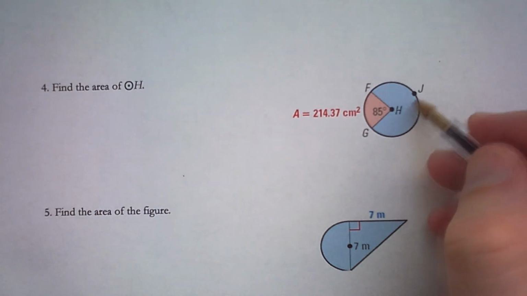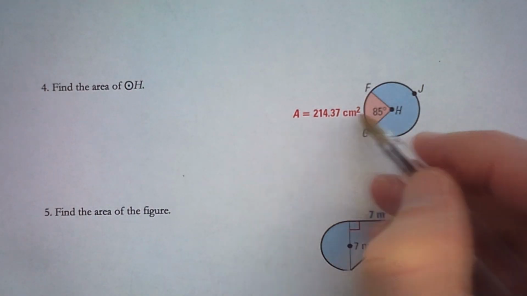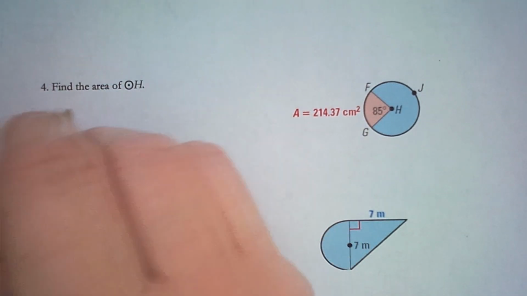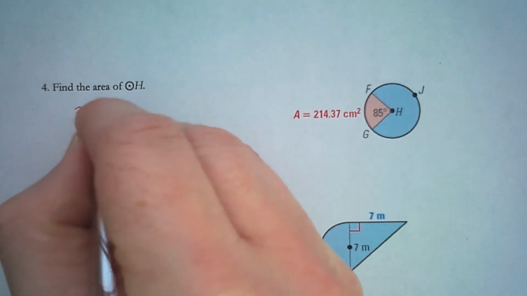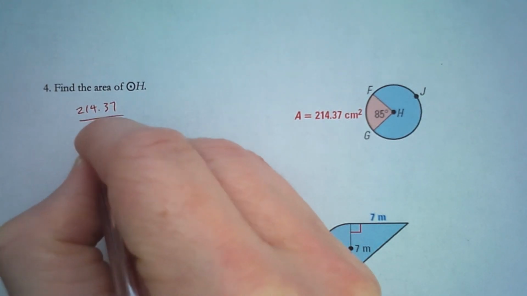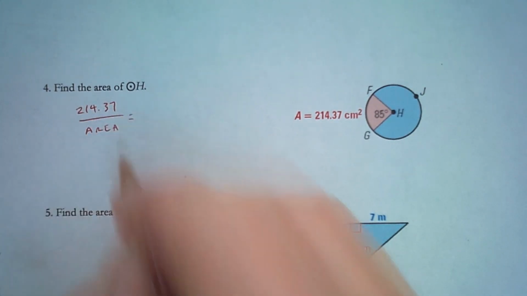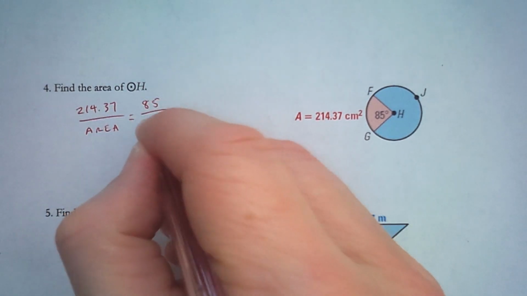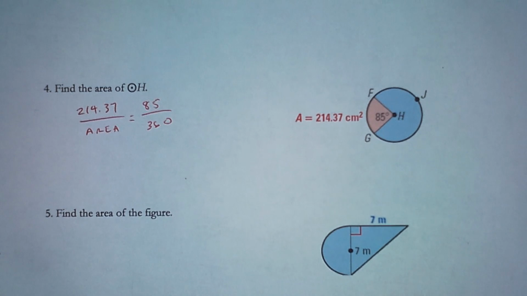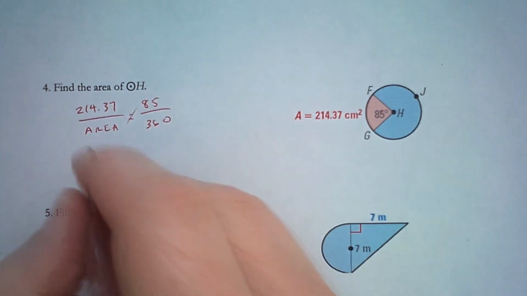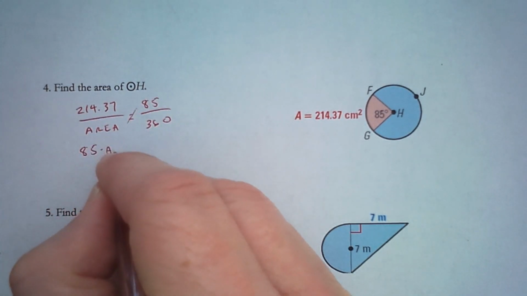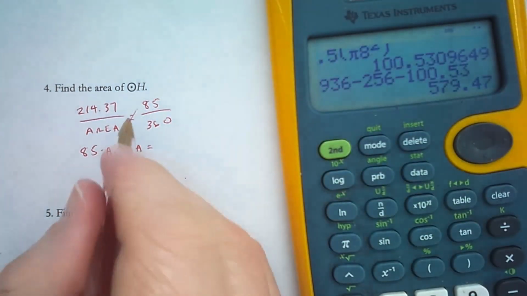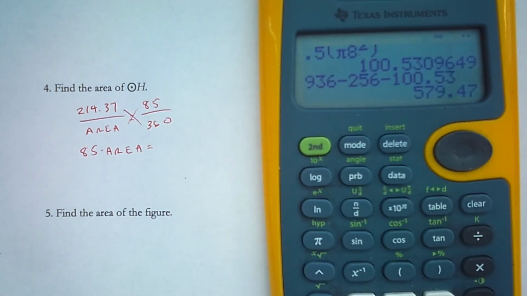Okay, next, find the area of this circle. So we have the area of the sector. Use that to find the area of the circle. So the area of the sector, 214.37, is to the area of the circle as the number of degrees of the sector, 85 degrees, is to 360. So we'll do our cross products. 85 times the area is equal to 214.37 times 360.